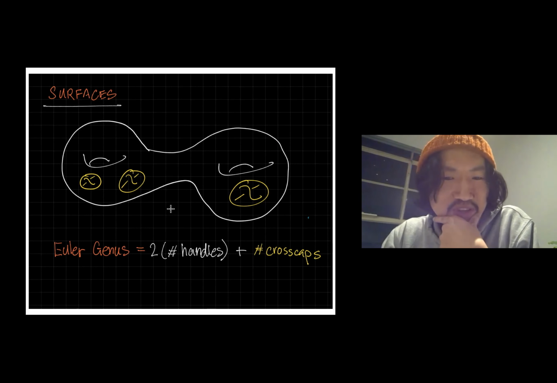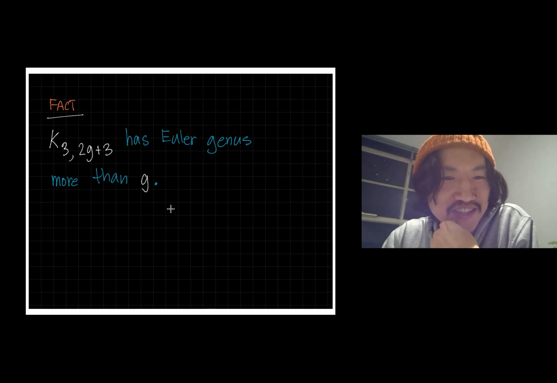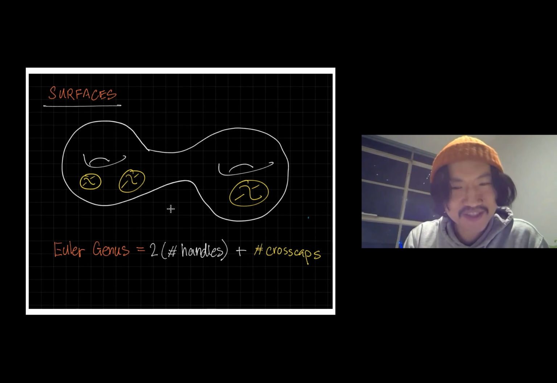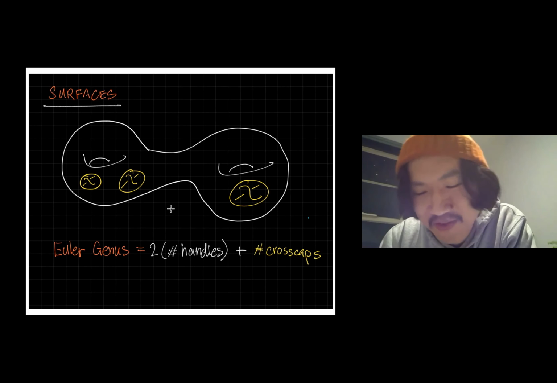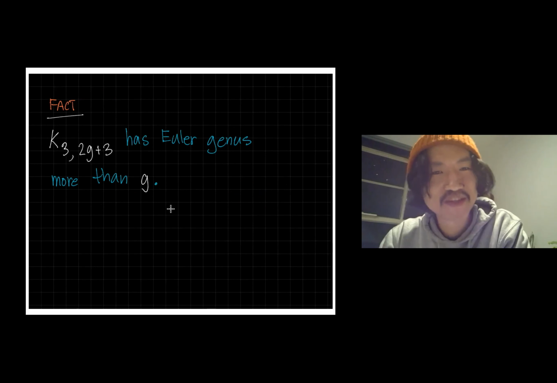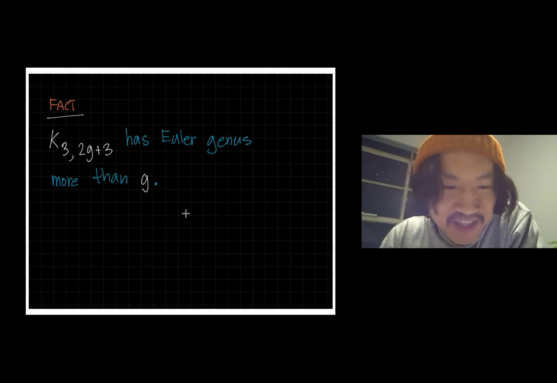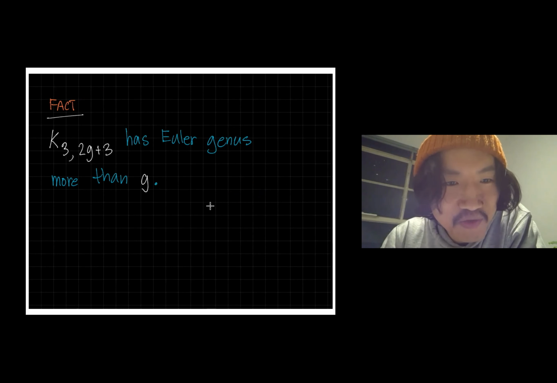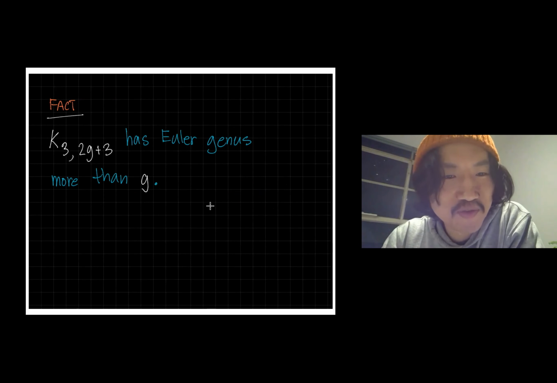Okay, so you only need to know, I think, 2 things about surfaces in this talk. One is that you cannot draw K_{3,t} if t is big. This is the Euler genus of a surface. The Euler genus of a graph is just the smallest Euler genus of a surface that you can draw the graph on without crossings. So the first thing is that you can't draw K_{3,t} on a surface of Euler genus g if t is big, where big means 2g plus 3. So I can't draw K_{3,2g+3} on a surface of Euler genus g.